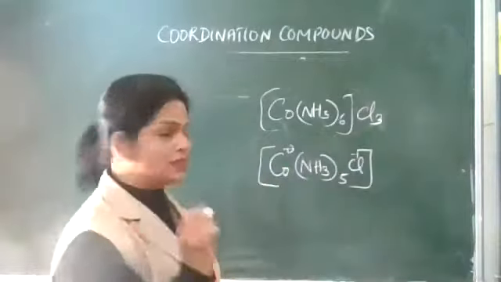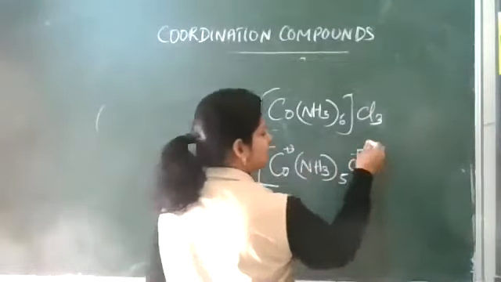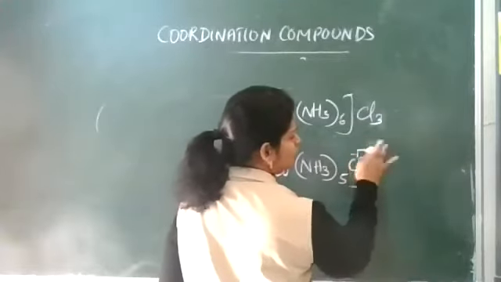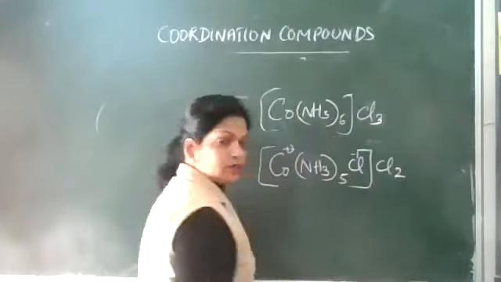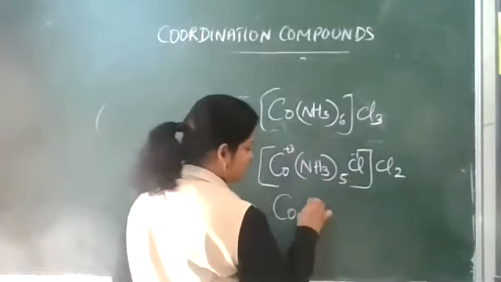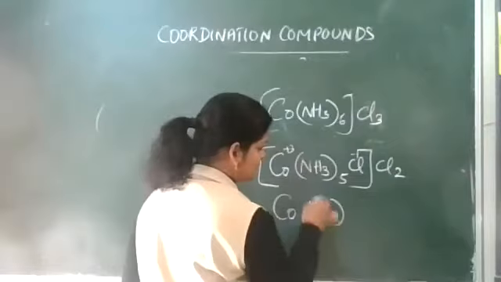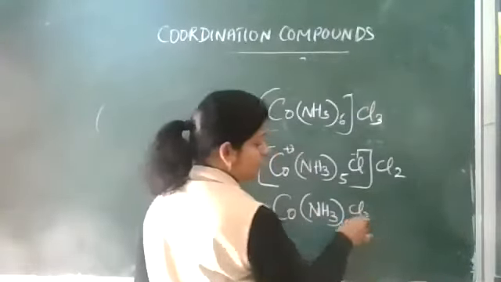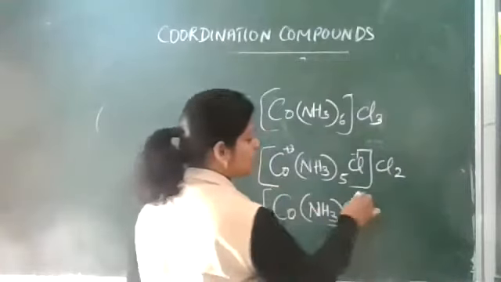Cobalt is always plus 3. So plus 3 minus 1 means here plus 2. That plus 2 can be neutralized by Cl. I am again reducing one more ammonia, so Co(NH3)4. Secondary valency is fixed, no change. So I put chlorine here inside the box.